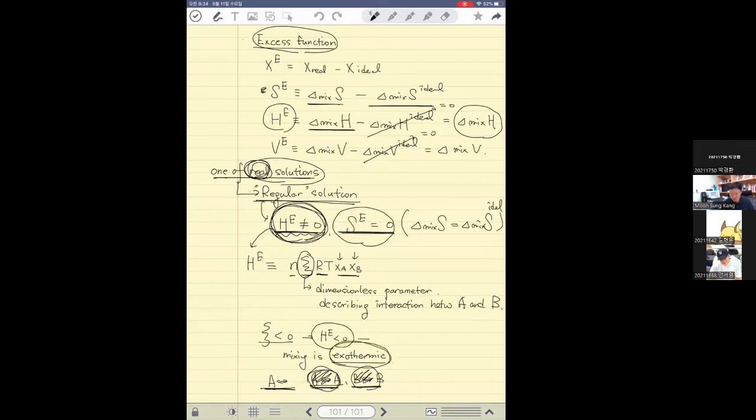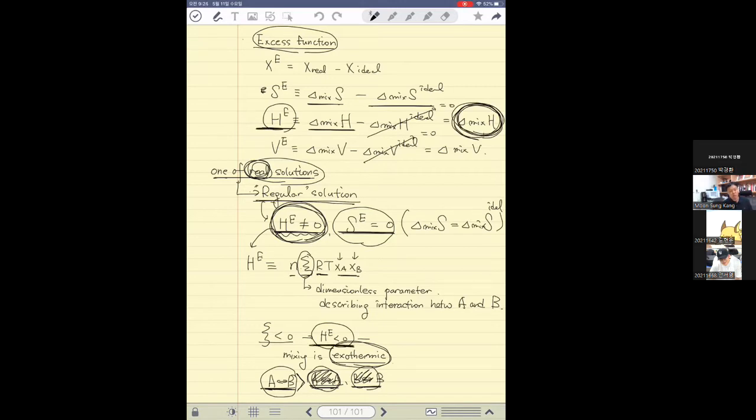When you have an exothermic process, the interaction between A and B should be stronger than interaction between A and A or B and B, right? Because interaction between A and B are stronger, A and B want to interact with each other rather than being surrounded by A themselves or B themselves. So mixing is favored based on enthalpy. If you mix them, change in the enthalpy is going to be a negative value, and therefore excess enthalpy is going to be a negative value.